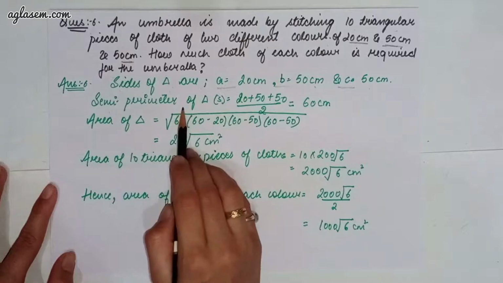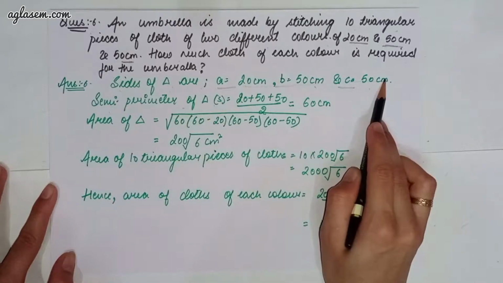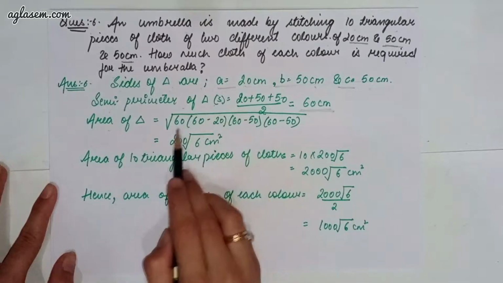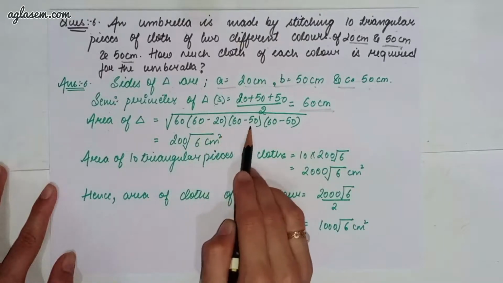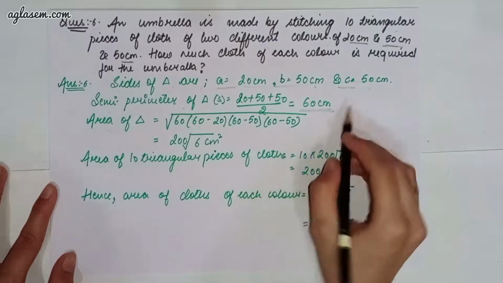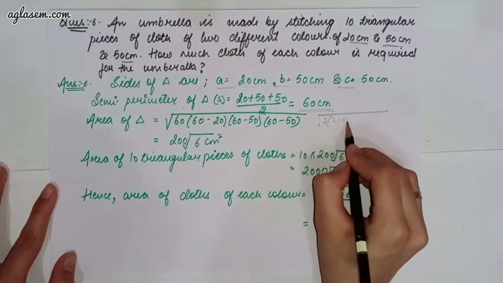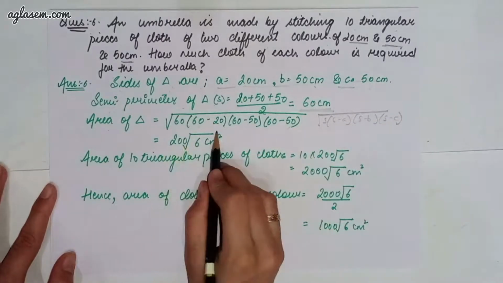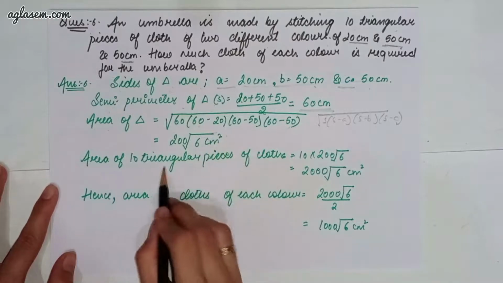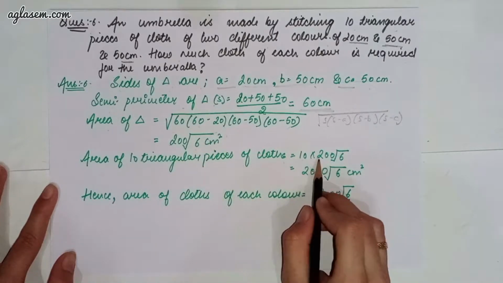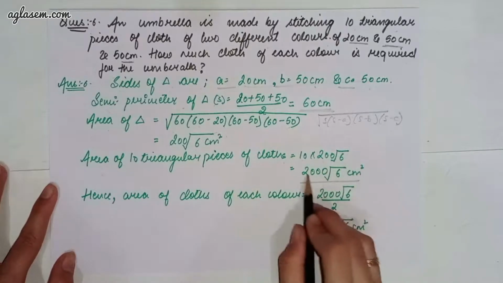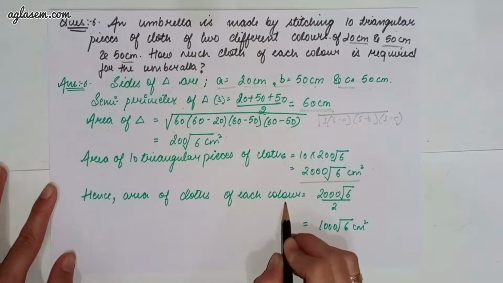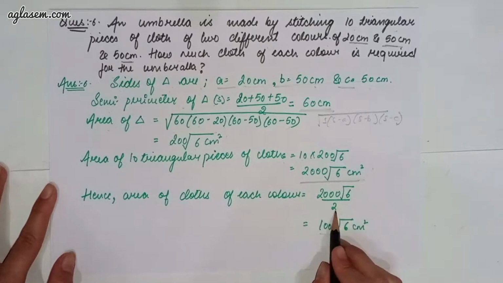So we can find the semi-perimeter of the triangle by adding these and dividing by 2, which will give you 60 centimeter. So the area of the triangle, that is root 60 into 60 minus 20, 60 minus 50, 60 minus 50, that is root S into S minus A, S minus B, S minus C, will give you 200 root 6 centimeter square. So the area of 10 triangular pieces of cloth, that is 10 into 200 root 6, will give you 2000 root 6 centimeter square. Further, the area of cloth of each color, we have to divide this by 2, will give you 1000 root 6 centimeter square.